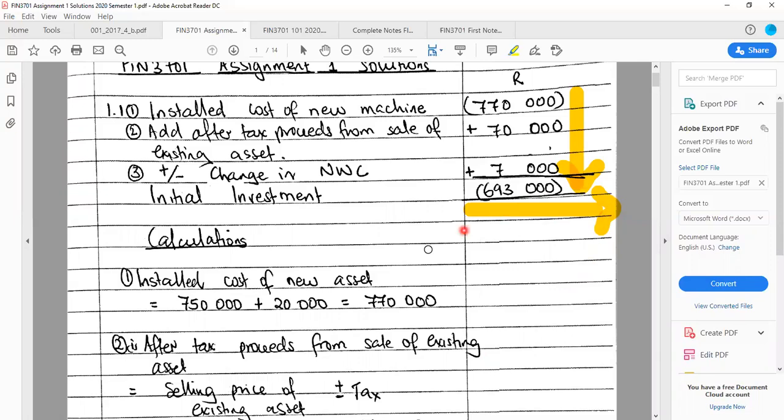That's how we calculate our initial investment, right? So in the video last time, I finished off by talking about the initial investment.